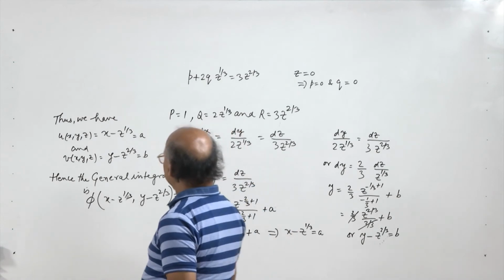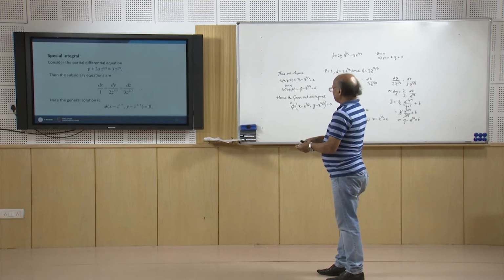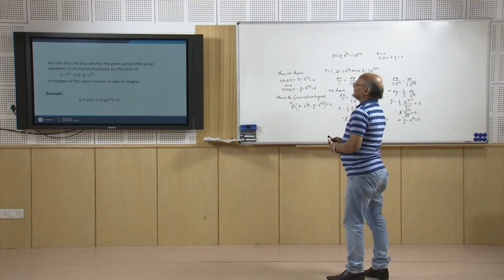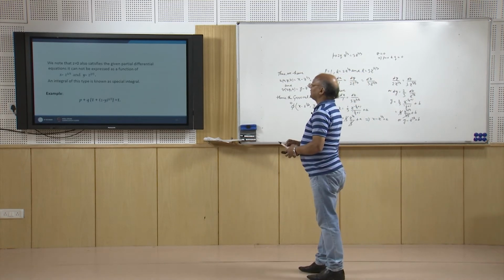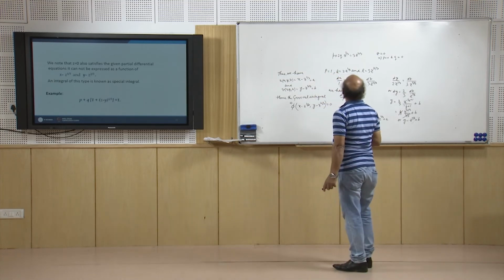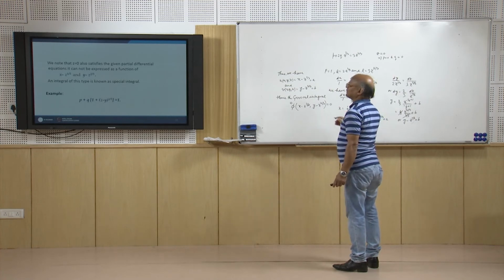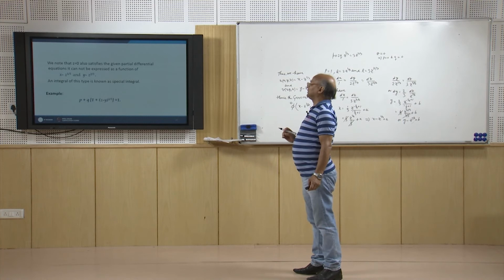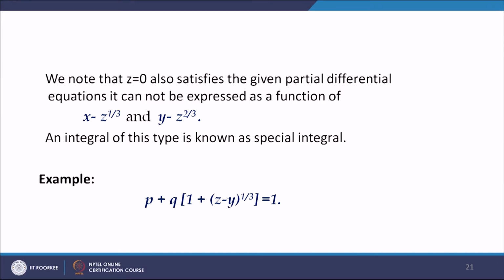z equal to 0 cannot be expressed as a function of x minus z to the power 1 by 3 and y minus z to the power 2 by 3. So such a solution is known as the special integral. So there are some exceptional cases where we notice that a solution of the partial differential equation is not expressible as a function of the independent integrals u and v. It cannot be obtained from the general integral.